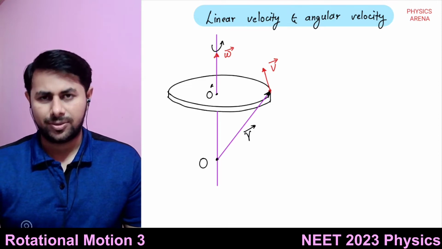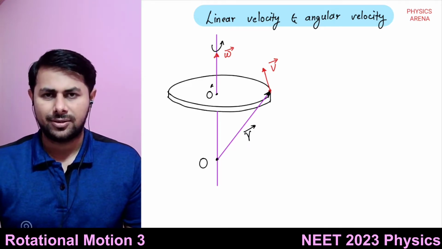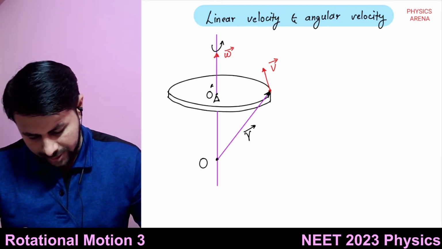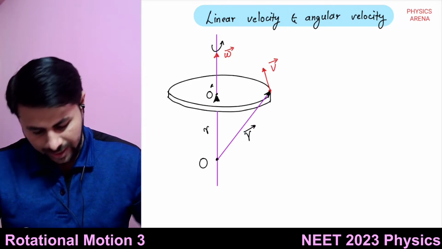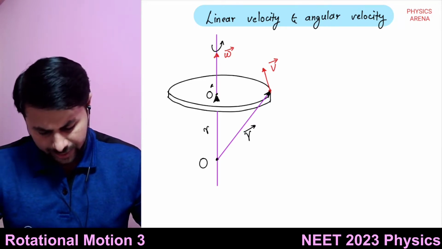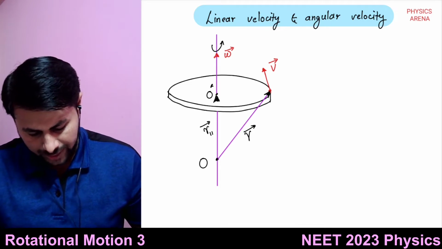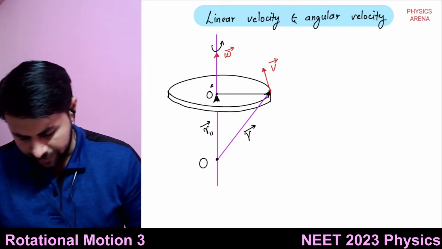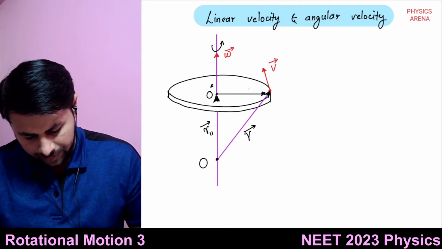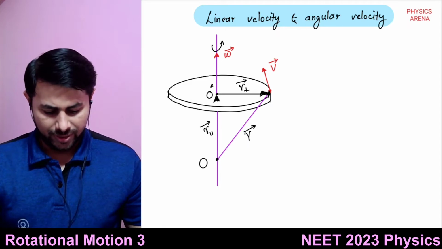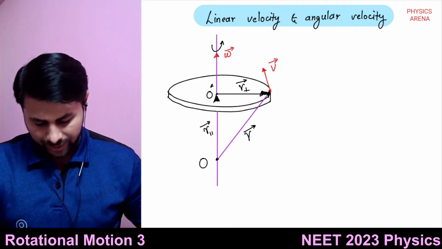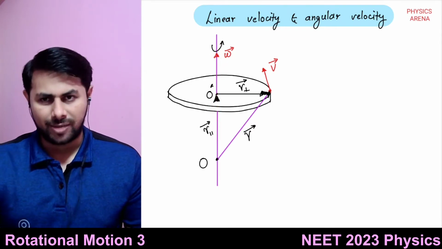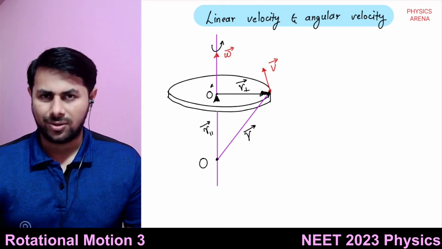So we can resolve this position vector along two components, right? One component will be like this. Let's call this component r parallel, to this axis, and the other component r perpendicular. All right. So we have this disk which is rotating about this vertical axis. So its angular velocity is omega bar, right?